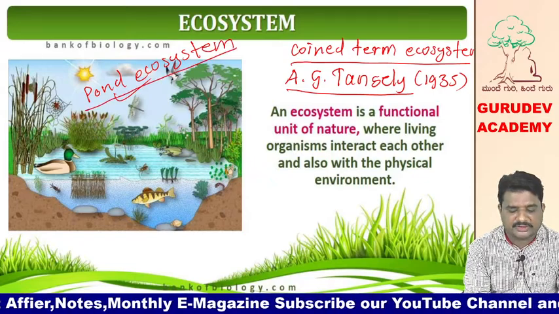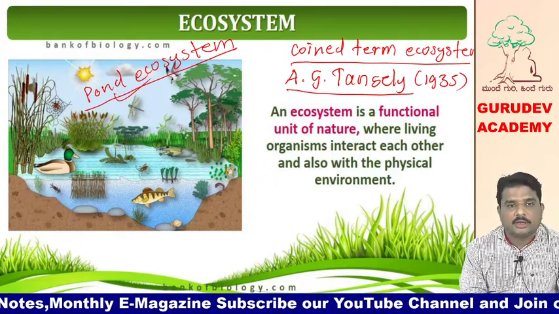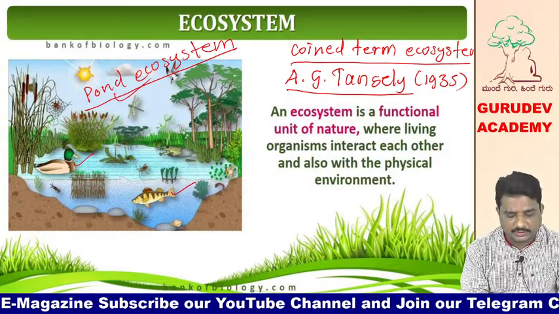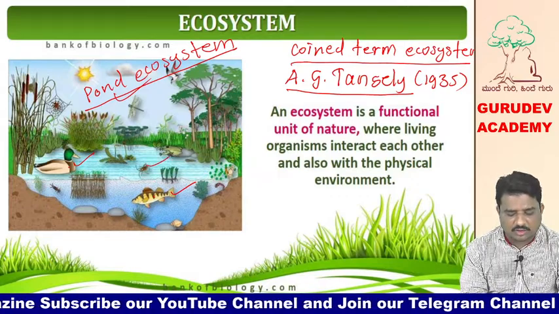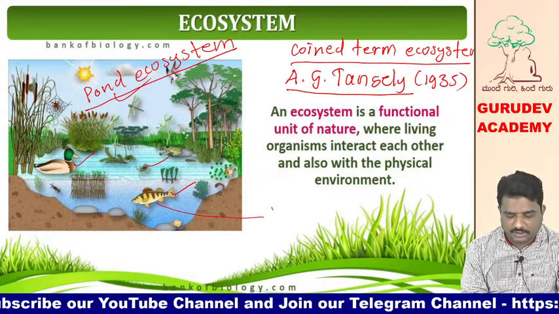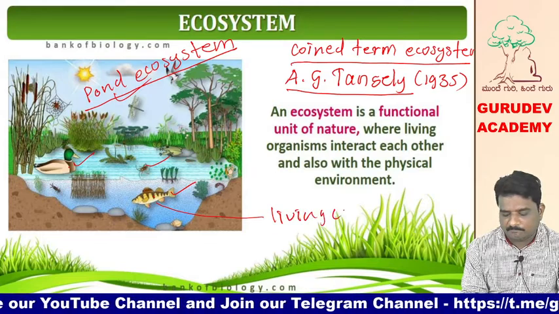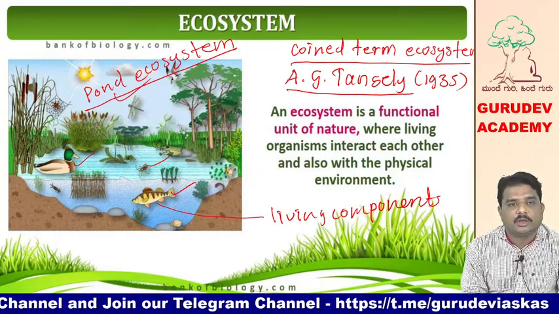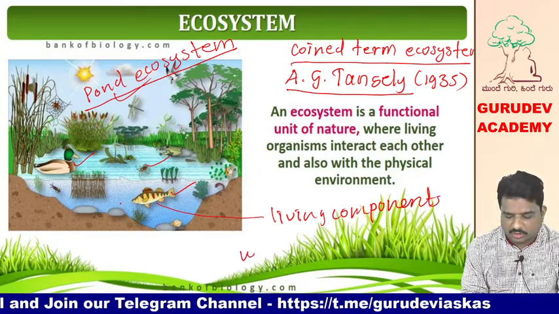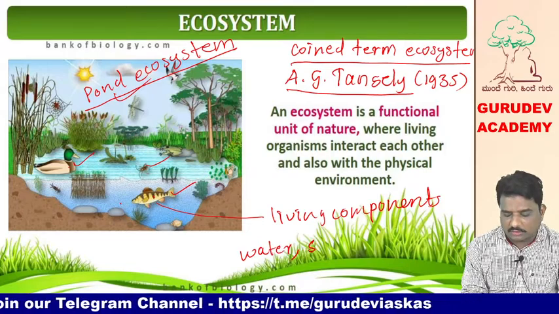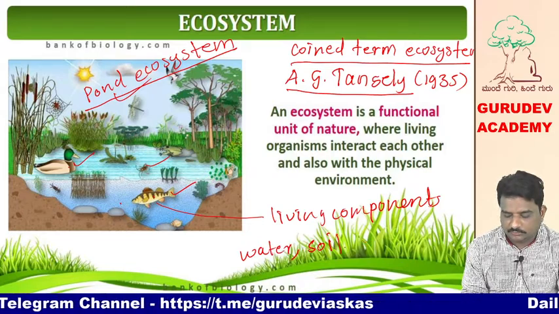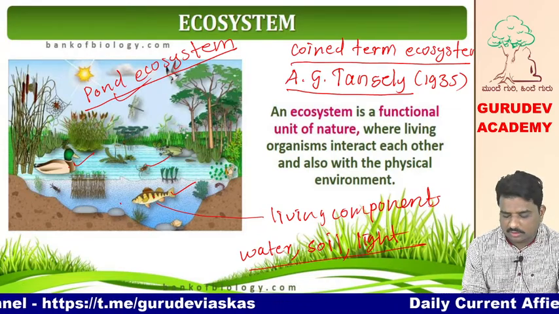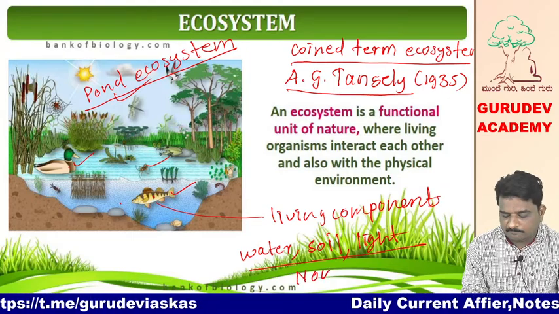So ecosystem present in the water. Are you observing here? The fishes are present. Here the ducks are there. These fish, ducks, insects, these all are called as living components of ecosystem. And water, soil, as well as light. So what these all are called? Non-living components.